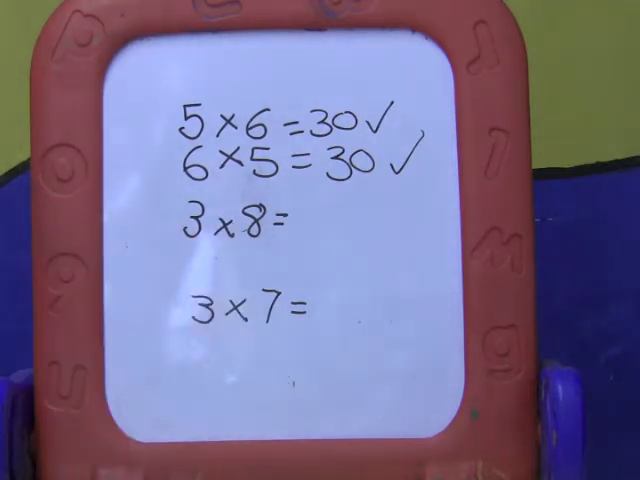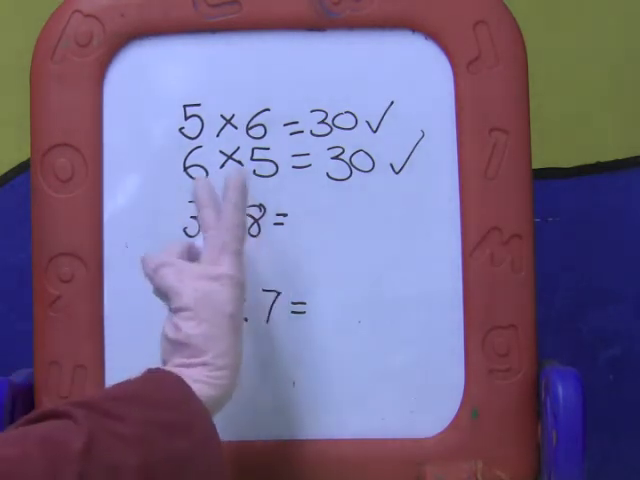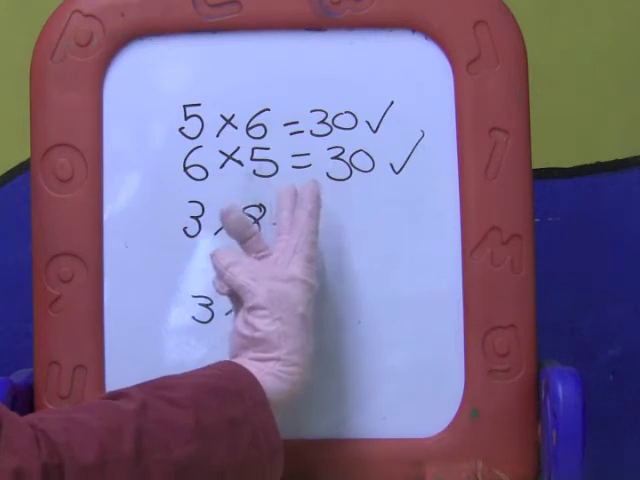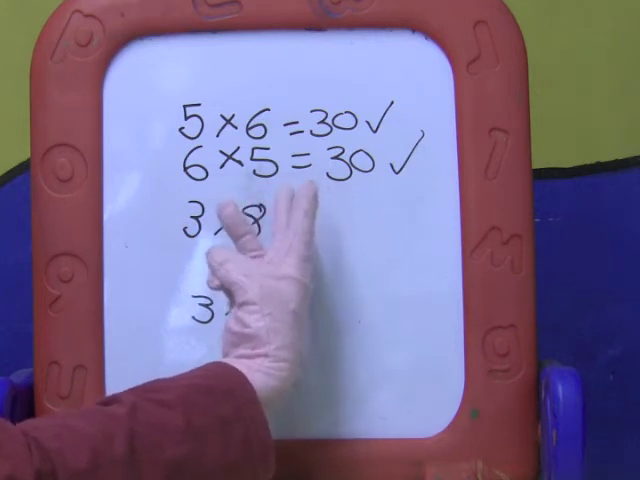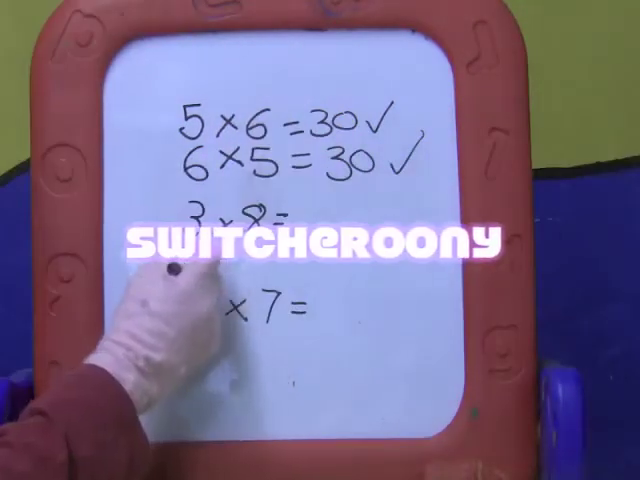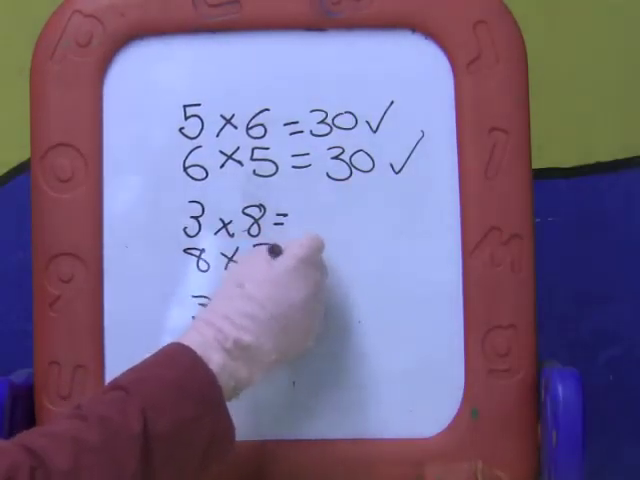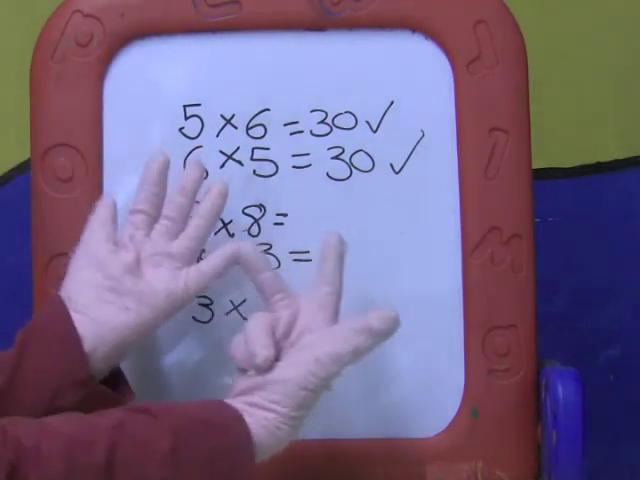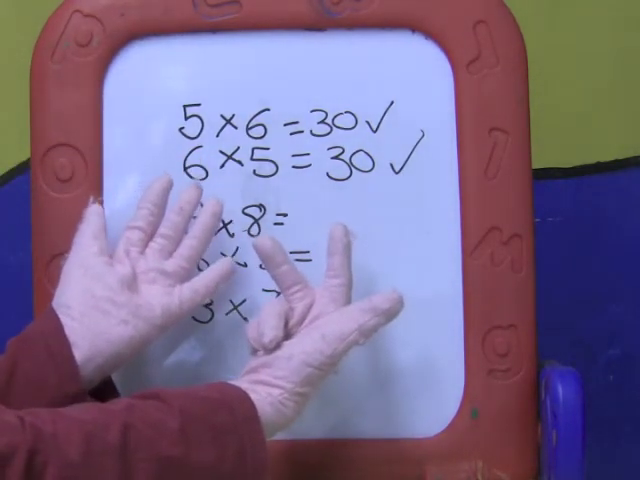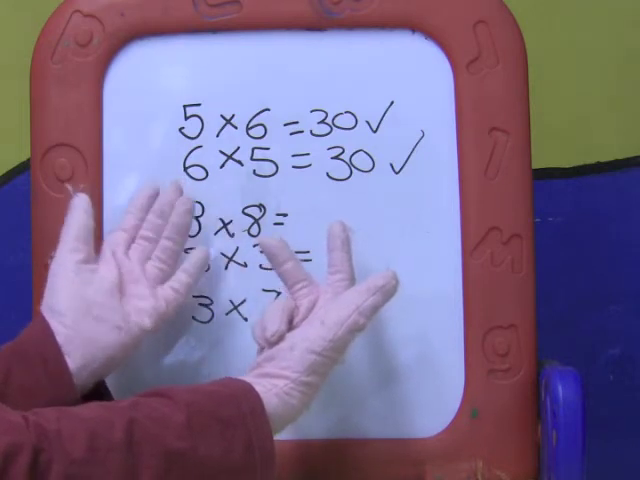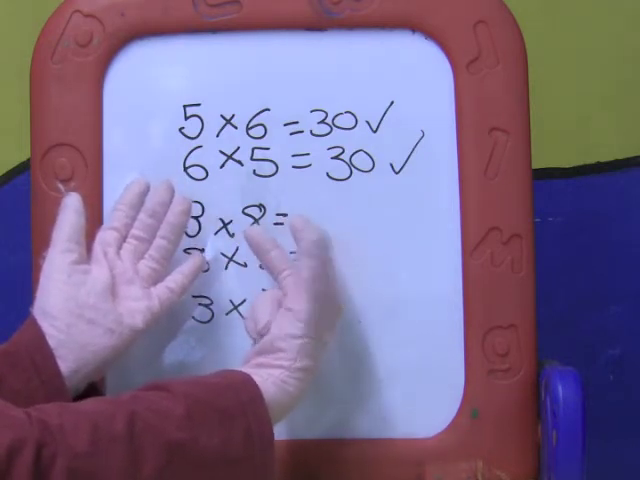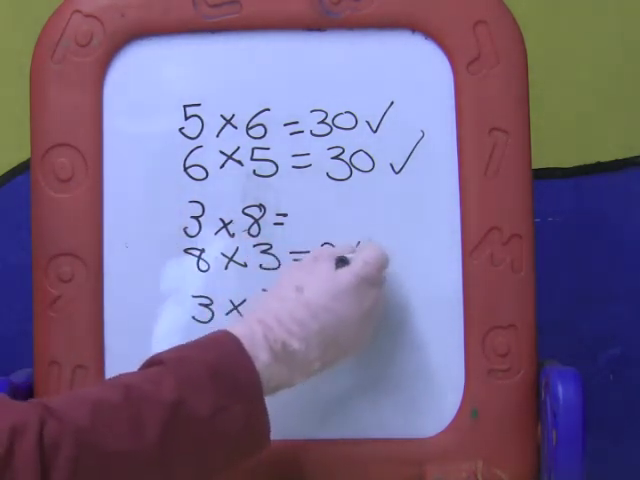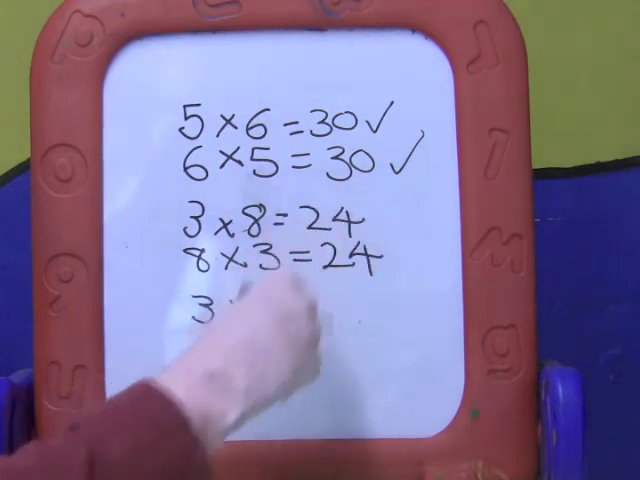3 times 8. Counting 8s for 3 times. Here's my 3 fingers. I'm not very good at counting in 8s, so switcheroony. Now I can count in 3s for 8 times. Here's my 8 fingers. 3, 6, 9, 12, 15, 18, 21, 24. Using my switcheroony, I was able to answer.